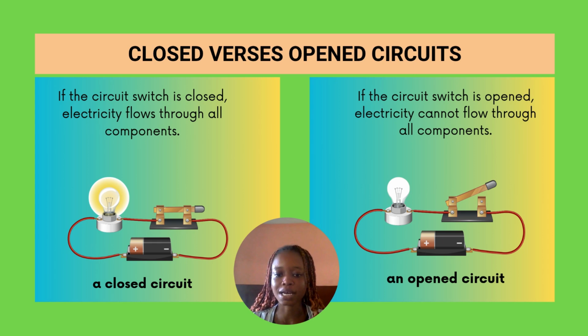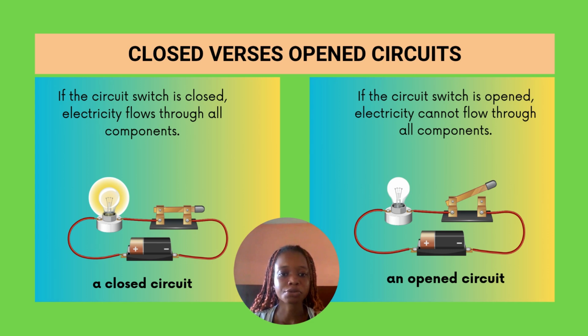Everything is what? Closed. As you can see there, starting from the battery, through the wires, down to the bulb. There is no open part anywhere. It has to be closed. That is the only way electricity can flow through all the components. And that is a typical example of a closed circuit.